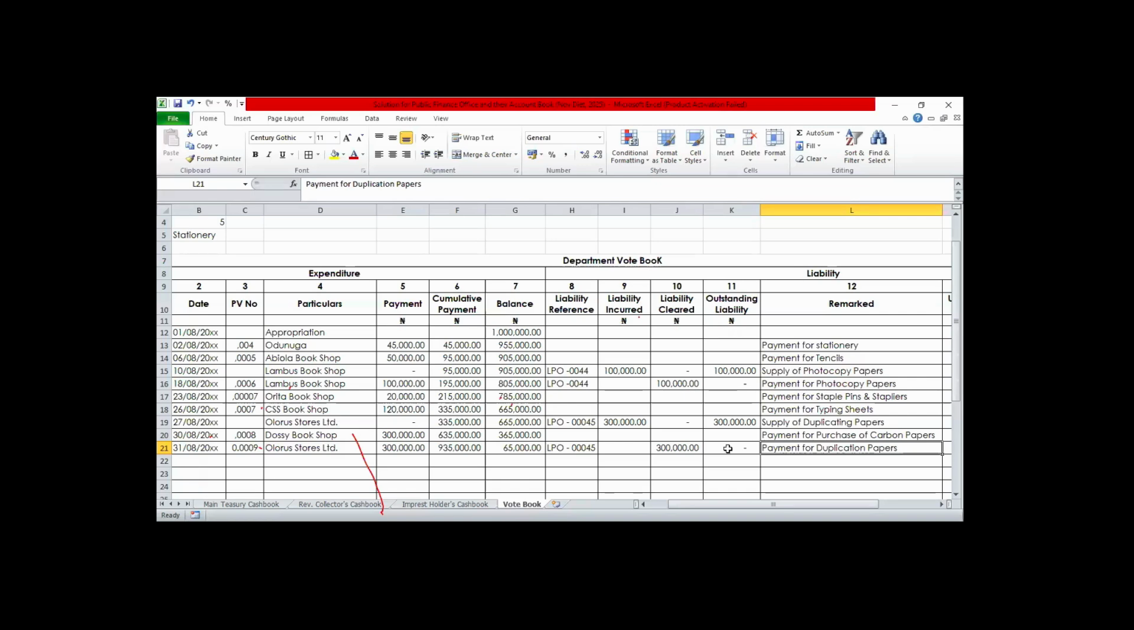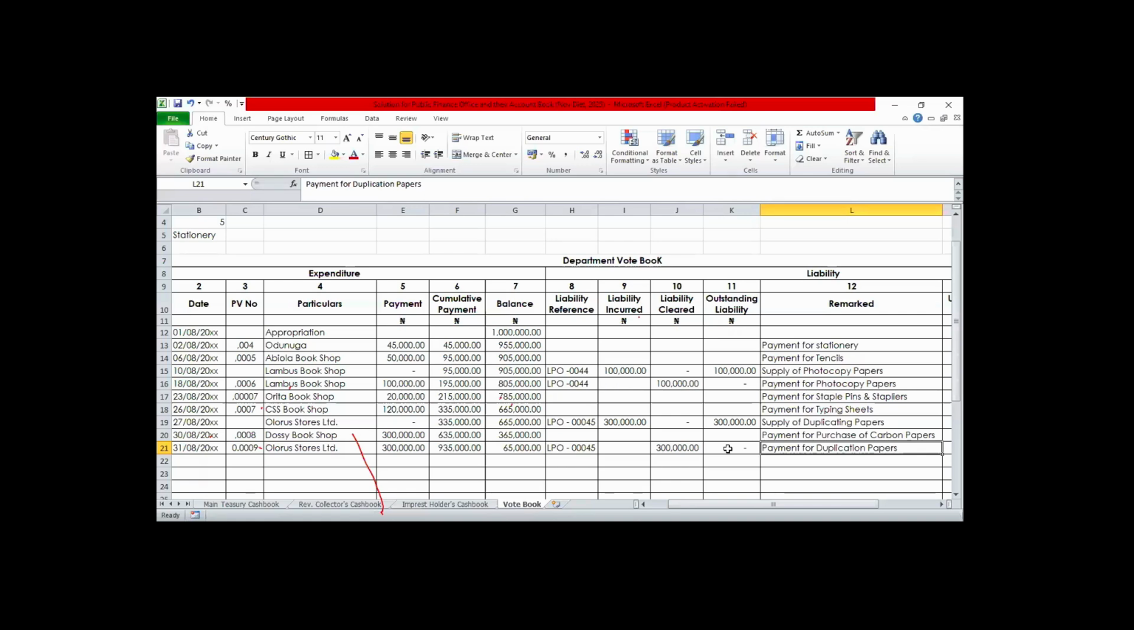Then the Accountant General also releases the guide on how to record all the accounting transactions. A voucher must be issued for any transaction that has to do with payment. In line with that voucher, there is what we call segregation of duty as one of the internal control systems in the public sector.